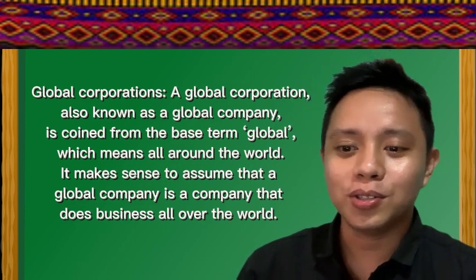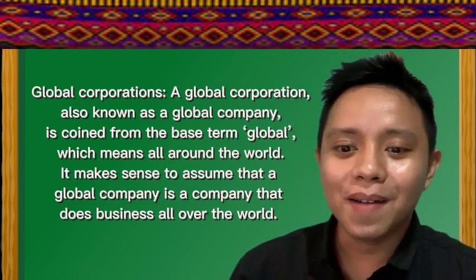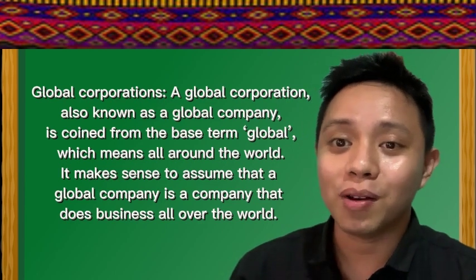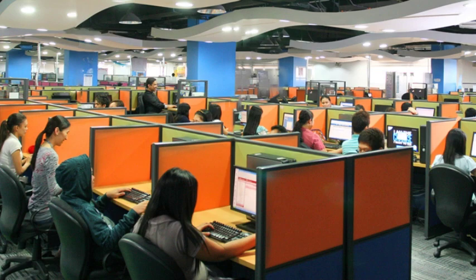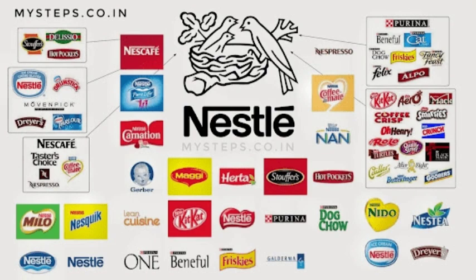It makes sense to assume that a global company is a company that does business all around the world. Examples are BPO companies, or business process outsourcing, or shall we say the call center companies. Next is Nestle. As we all know, Nestle is an international brand, or an international company, that provides products that we can use in our daily lives. Next one is SM Corporation.